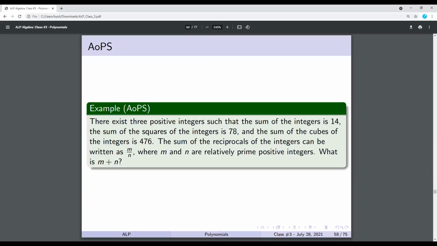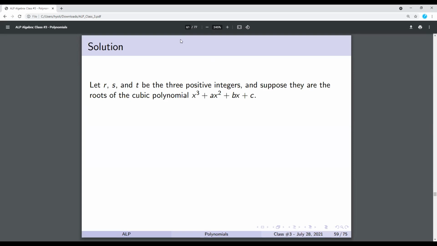Now, basically, we are given that r plus s plus t is 14, r squared plus s squared plus t squared is 78, and r cubed plus s cubed plus t cubed equals 476. So if you apply Newton's sums, we get p of 1 plus a equals 0, p of 2 plus a times p of 1 plus 2 times b equals 0. And if we continue this, our cubic polynomial would be x cubed minus 14x squared plus 59x minus 70.